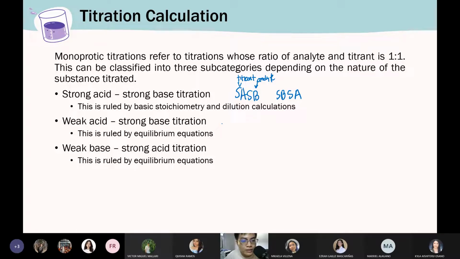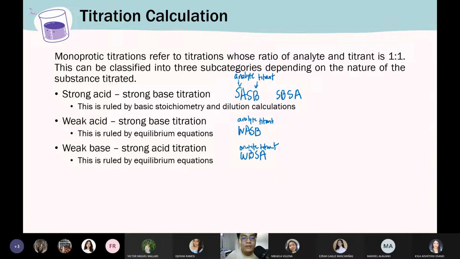Ito naman, weak acid, strong base, ang ating... baliktad pala ako. Mauna pa yung analyte bago yung titrant. Alphabetical nga pala yan. So, unahin natin yung analyte, then followed by the titrant. So, A muna bago T. So, for weak acid strong base titration, we can abbreviate that as WASB. This is your analyte again, and susunod yung titrant. Ganun din sa weak base, strong acid. Mauuna yung analyte, susunod yung titrant.